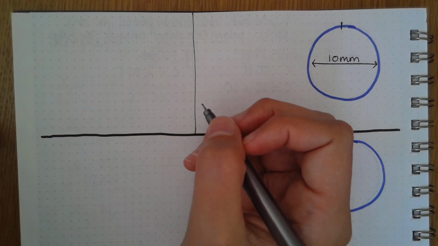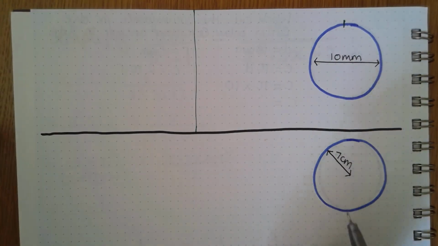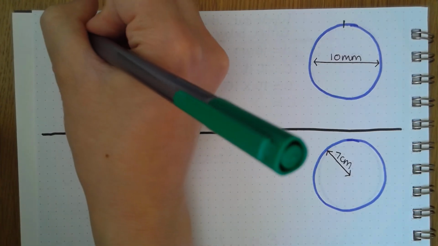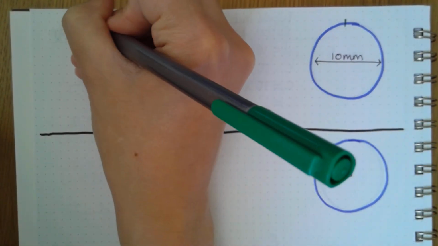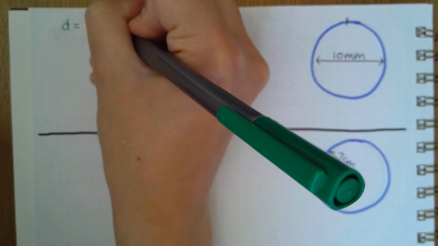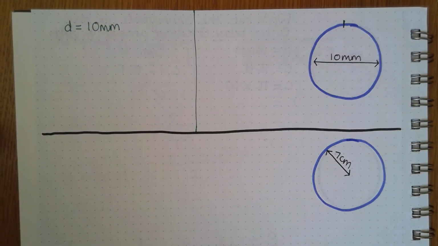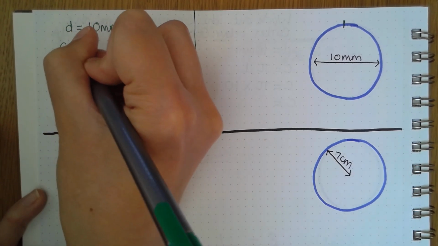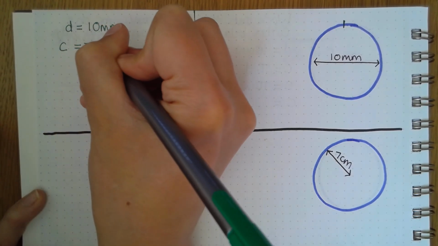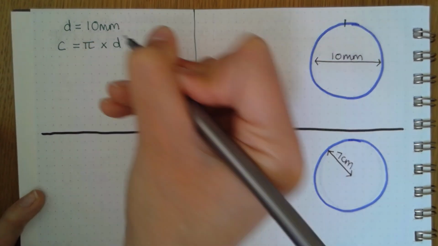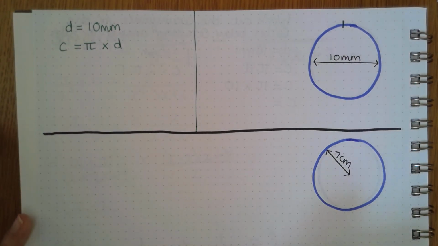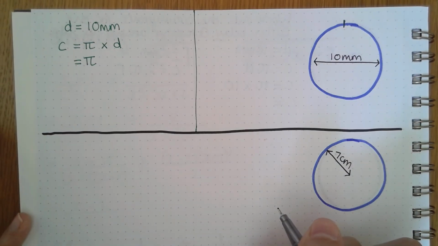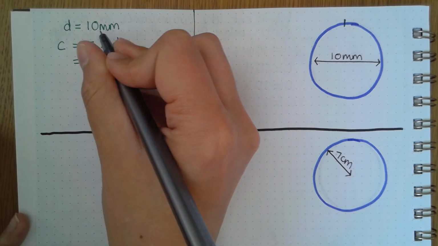Okay, so the one piece of information that we've been given is that the diameter is 10 millimeters. So I can write that D for diameter is 10 millimeters. Well, we've got a formula involving D to work out circumference. So C equals pi times D. That's our formula that we've been given. So we know pi is just a number that we can use on our calculator, times D is 10.